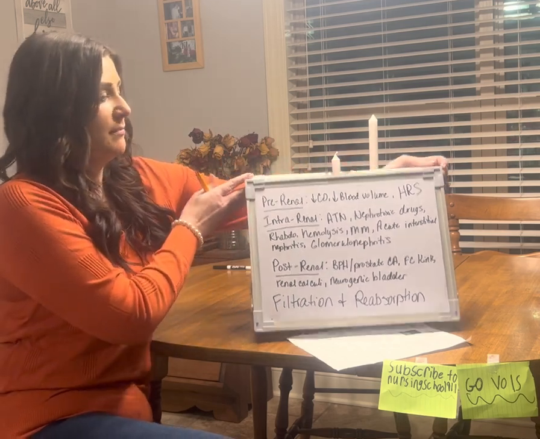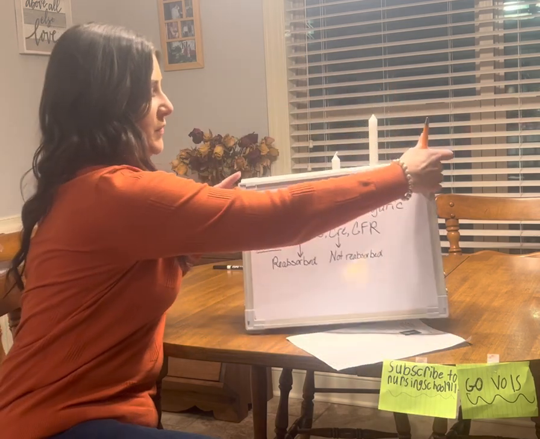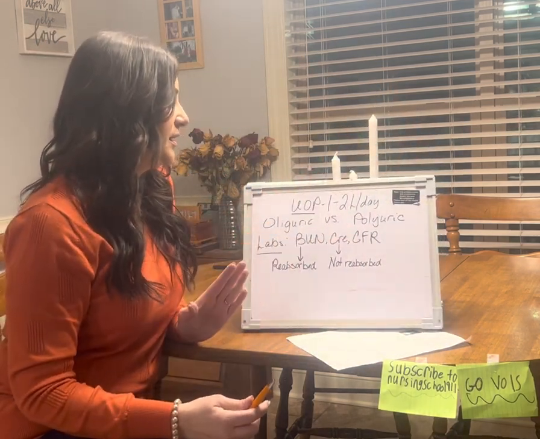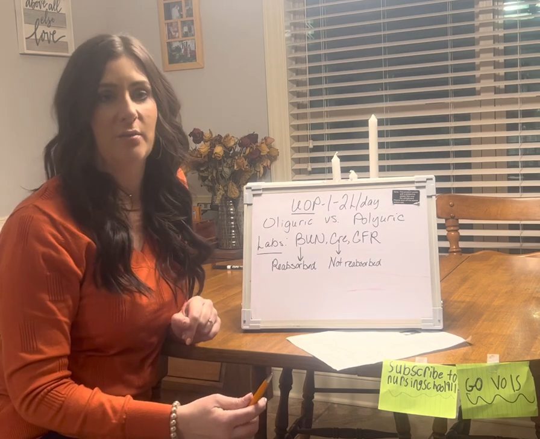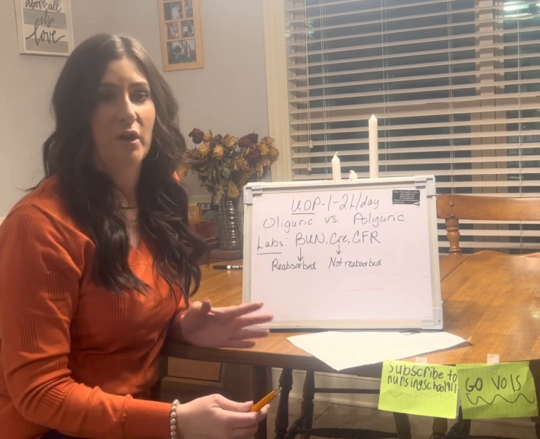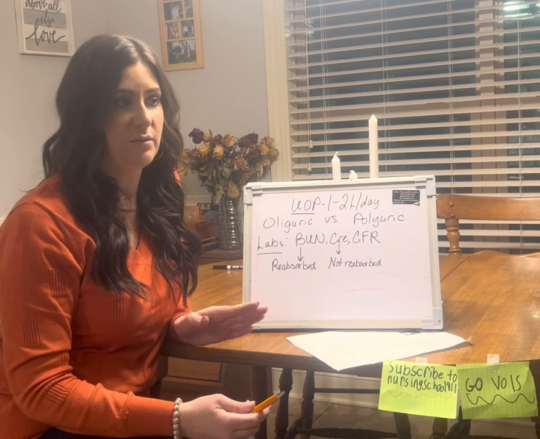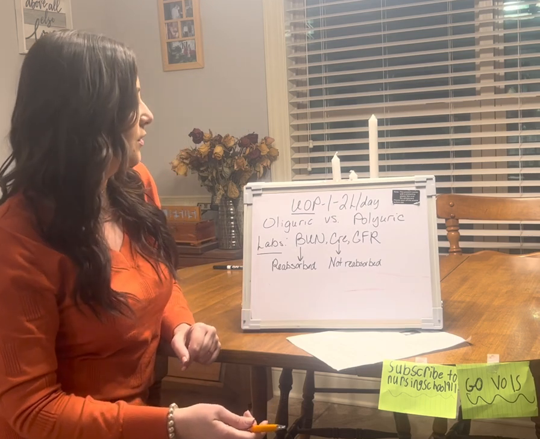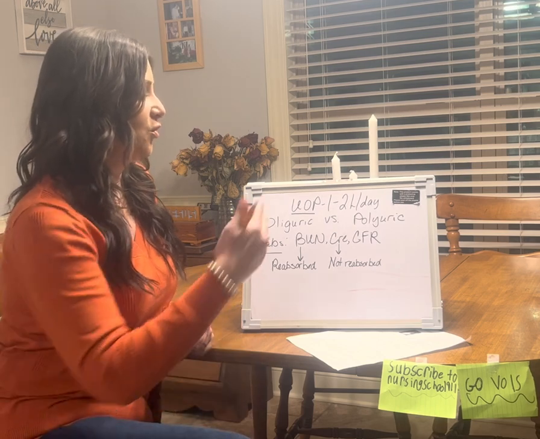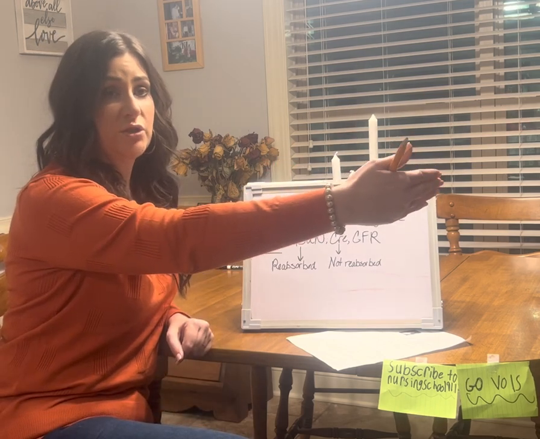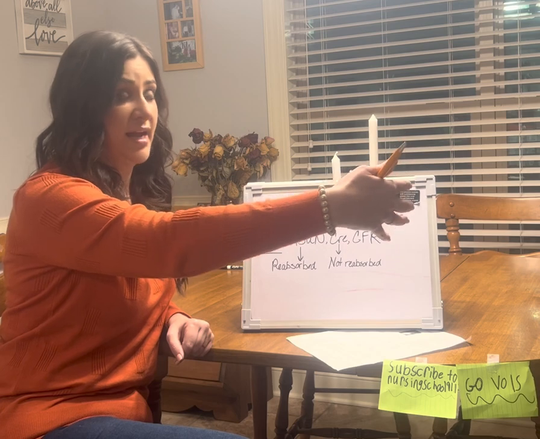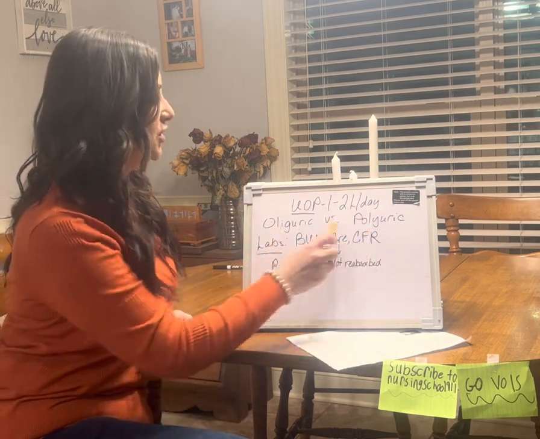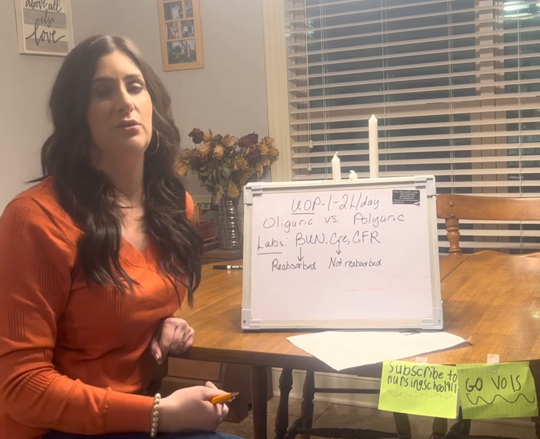So I'm gonna flip my board around here. And we're just gonna start off by talking about normal urine output, which is anywhere from 1 to 2 liters per day. So that's 1,000 milliliters to 2,000 milliliters of urine per day. All right, so anything greater than 2 liters of urine output per day is considered polyuric. And these are actually 2 stages of acute kidney injury.